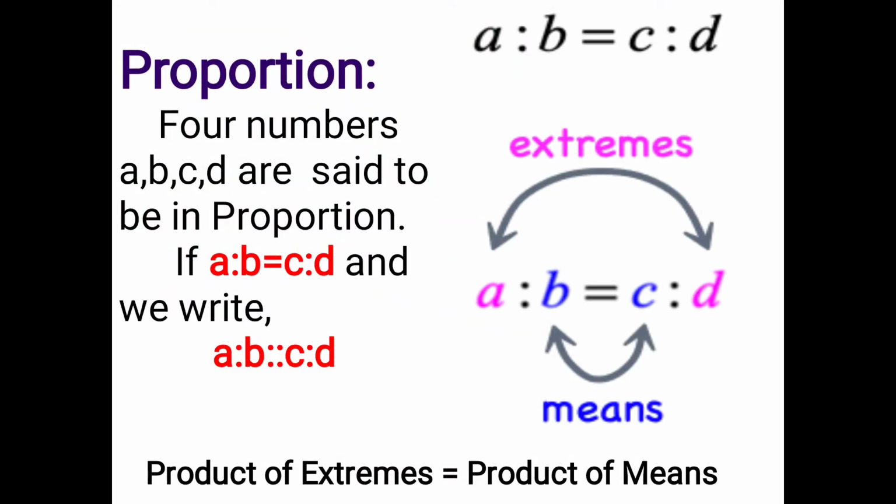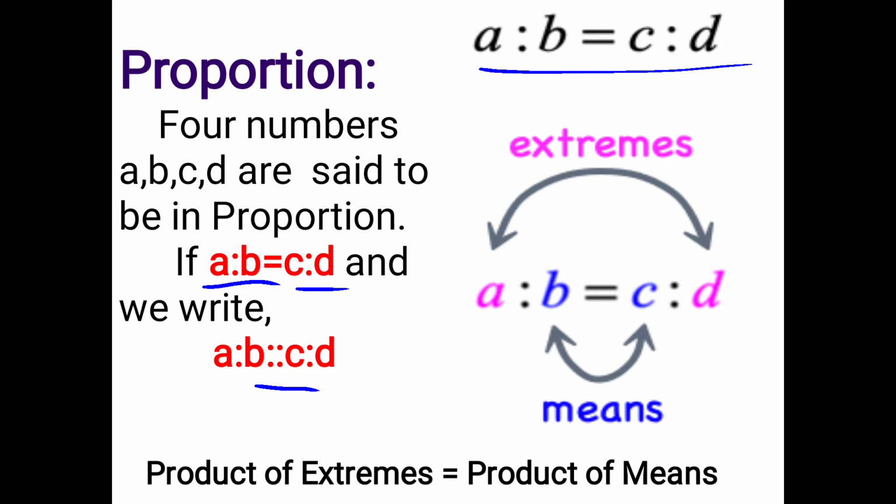And coming to the next one. So we can see the proportion statement: four numbers A, B, C, D are said to be in proportion if A is to B is equal to C is to D. We write this using the proportion symbol: A is to B proportion to C is to D. Like this we can write the proportion. So four numbers are there, and we can have names for the numbers also. This is the way of writing the proportion.